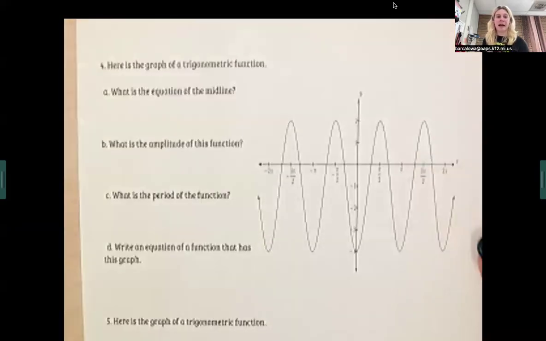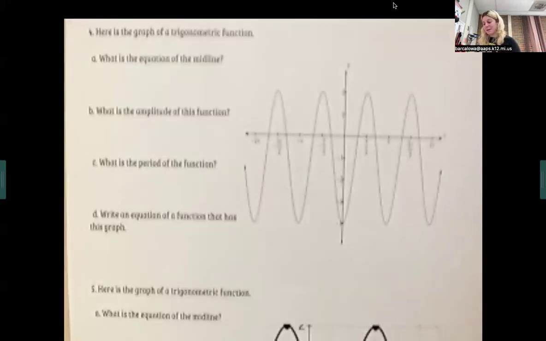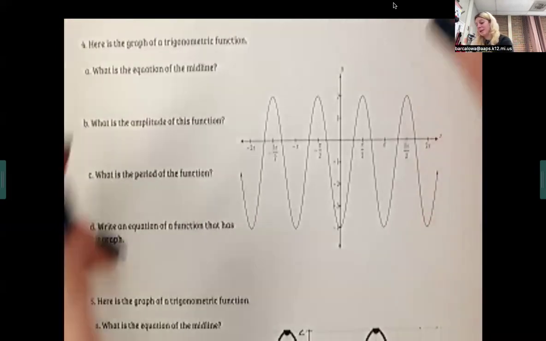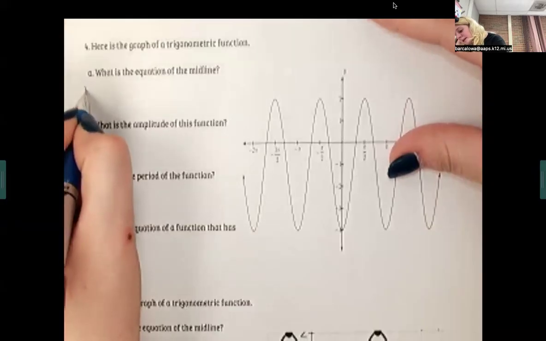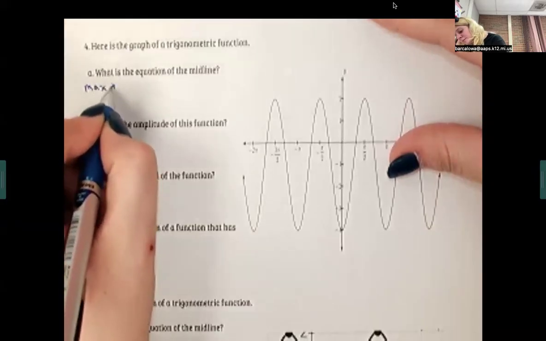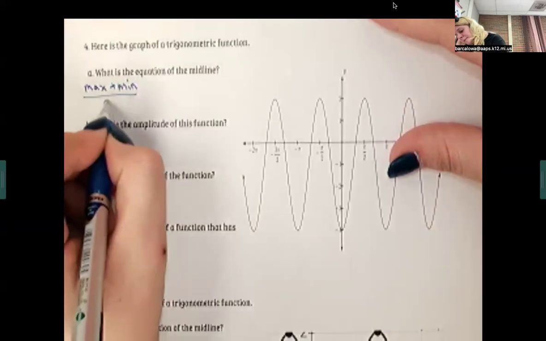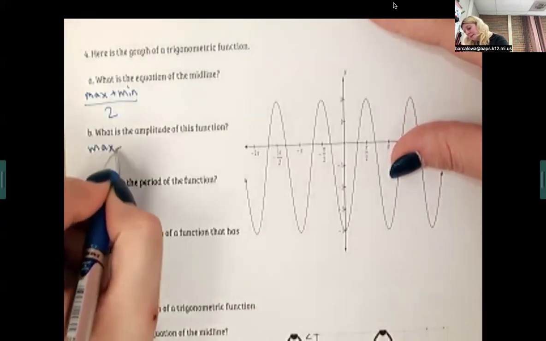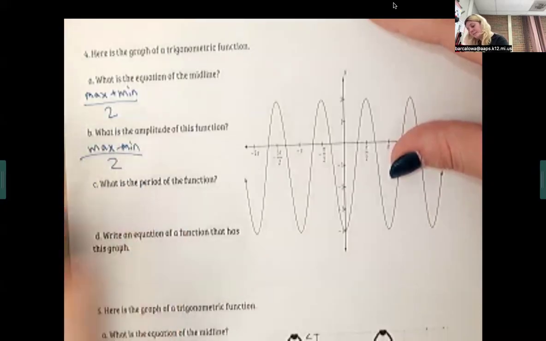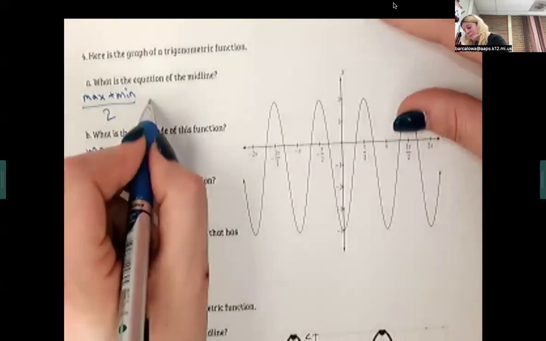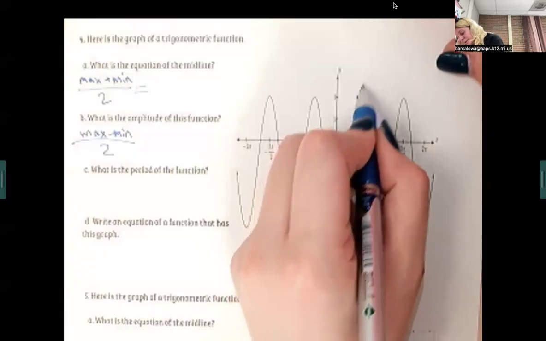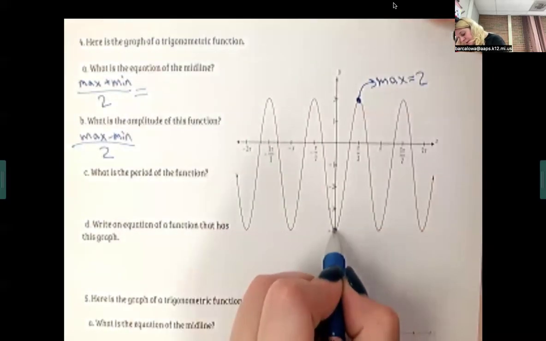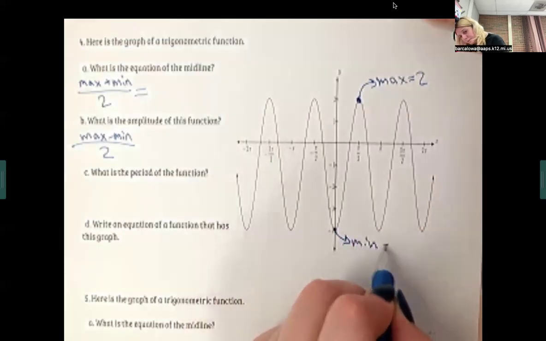All right. So here is a graph asking about the midline, amplitude, period, and an equation. So for the midline, you are going to take the maximum value plus the minimum value, divide by 2. Amplitude is very similar, but we will be subtracting. Okay, so my maximum value is 2. The minimum value is -4.